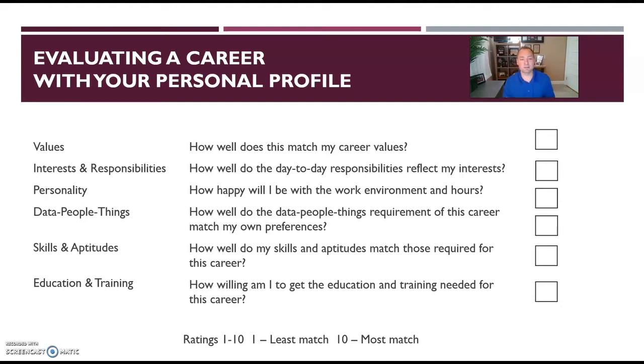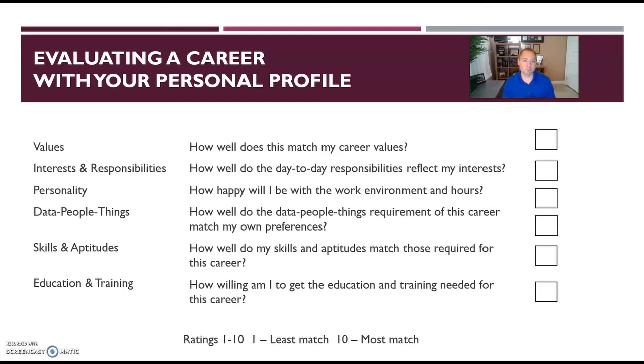And you can rate things on a scale of 1 to 10. 1 being the worst and 10 being a best match. And you take the 6 categories that you see here. All right, values, interests, personality, data, people, things, skills and aptitudes, education, training. And then you ask yourself some hard-hitting, honest questions about whether or not this career will benefit you. If the answer is up to a 10 and it's a perfect match, you write it. But if it's a 1, that should signal a red flag for you.